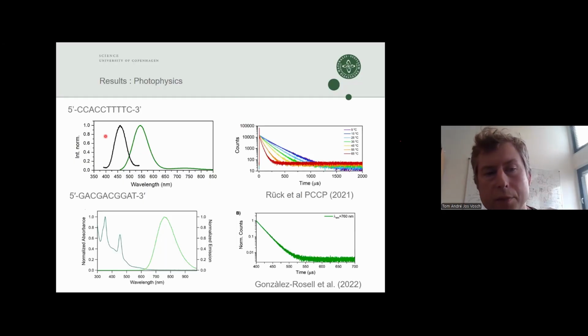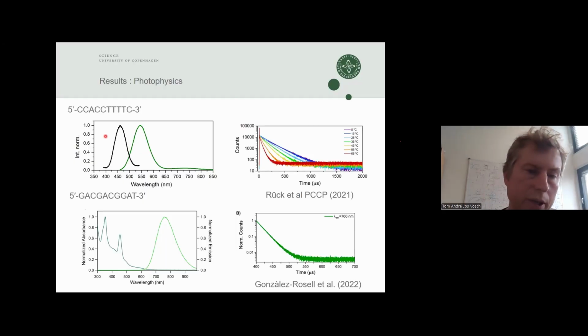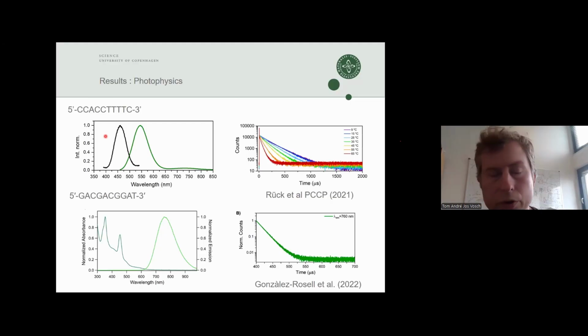So for a long time, people thought these microsecond lived states were dark, but then around 21, 22, people noticed or also reported the presence of luminescence from these long-lived states. And that you can see here. Here are just some examples of one emitter that has dual emission. This particular case, it has nanosecond fluorescence, but also a microsecond lived red-shifted tail.